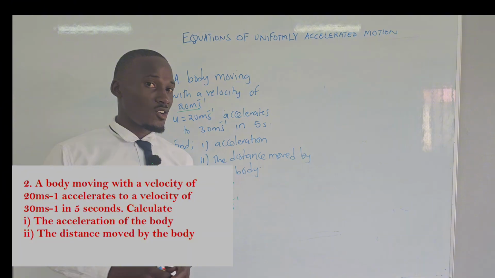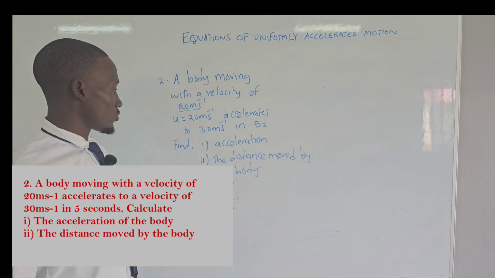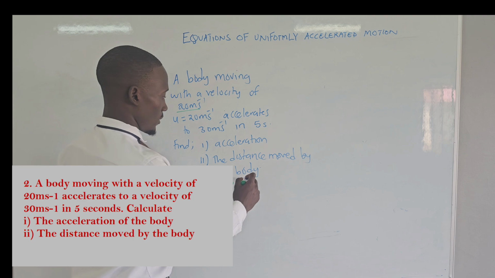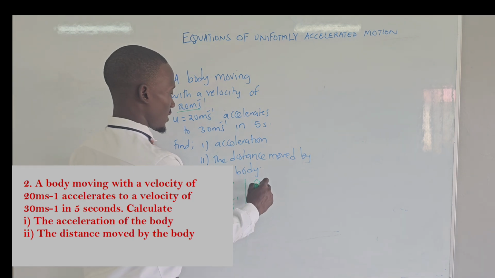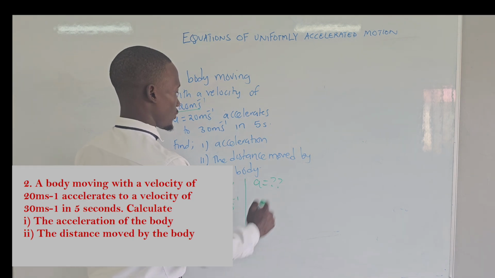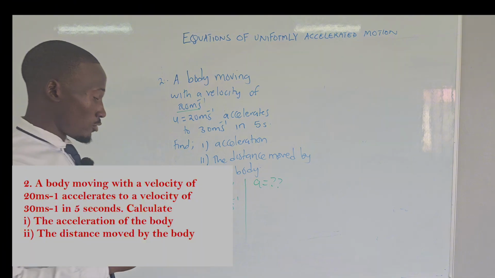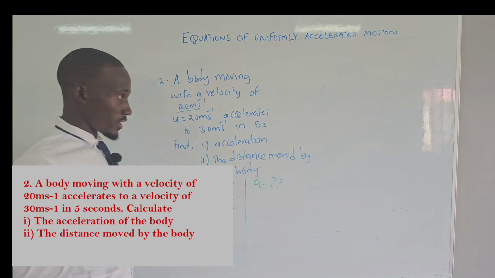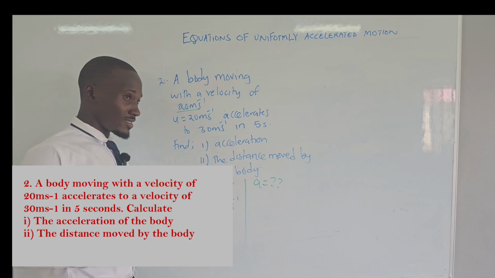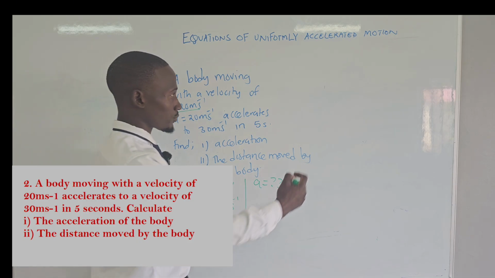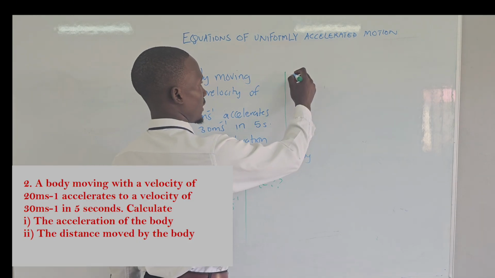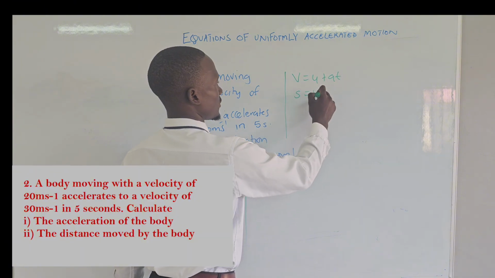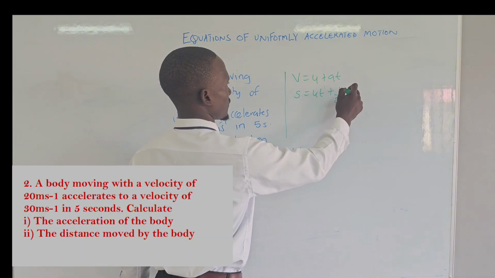What next now is to look at our questions. So the first question, they're asking us to find the acceleration of the body. So I'm going to look at the information I have. I look at the equations of motion. V is u plus at, s is ut plus a half at squared.